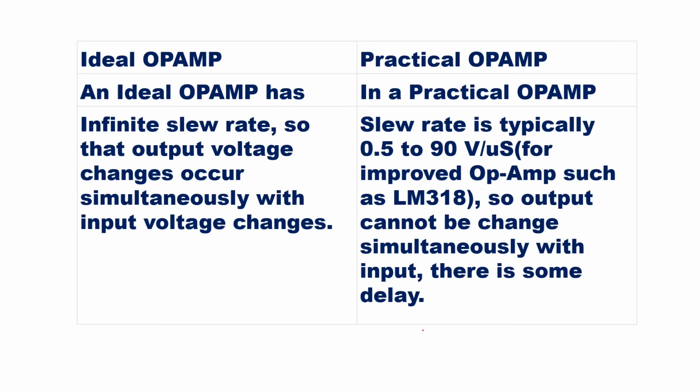But practically, there is some CMRR because some output voltage exists when both input terminals are shorted. Then if you look at the slew rate, an ideal op-amp has infinite slew rate so that output voltage changes occur simultaneously with input voltage changes. Whereas practically the op-amp slew rate is typically 0.5 to 90 volt per microsecond for improved op-amps such as LM318. So the output cannot change simultaneously with the input. There is some delay, that is the slew rate. So practically we find some delay in the output, whereas ideally we say the output will occur instantly.